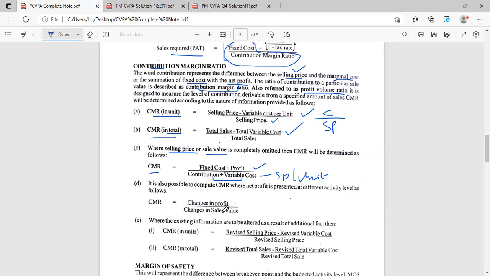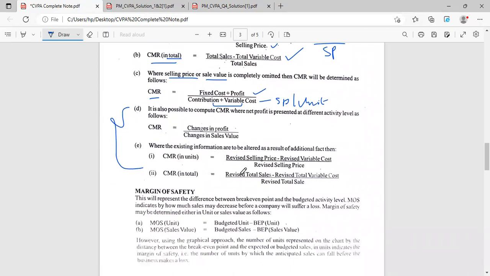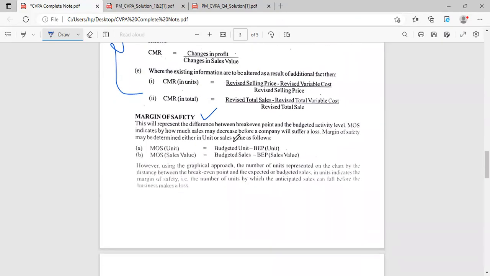Okay. So let's come down. Forget about this. Let's come down. You can go through this on your own. Let's come down to margin of safety. You always see something like this also in your question. So margin of safety. Now, this will represent difference between break-even point and budgeted level of activity. These are the key. So budgeted level of activity minus break-even point is known as margin of safety. What is the definition of margin of safety? Margin of safety indicates by how much sales may decrease before a company will suffer a loss.